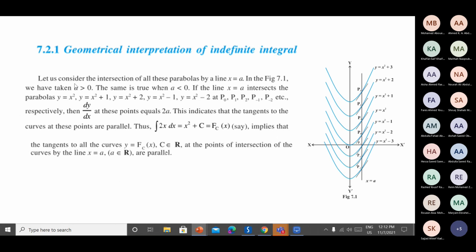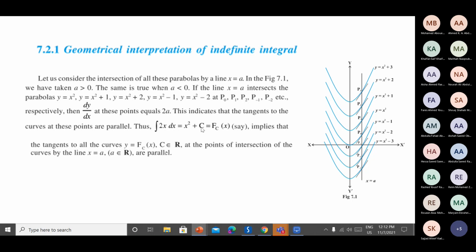If I integrate 2x dx, yes, 2 is a constant, take it outside. The integration of x: I add 1 to the power, which is 1 here, so it will be x squared over 2. And I already have 2, so it will be cancelled, so I end up with x squared plus c.